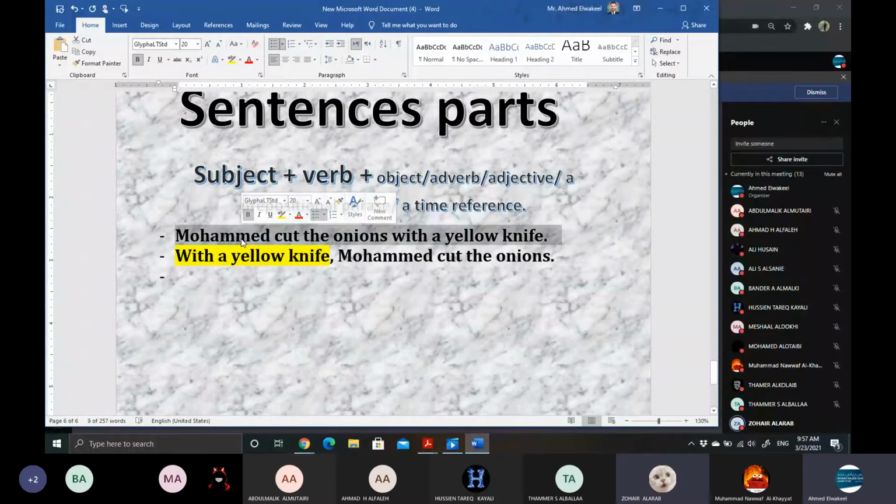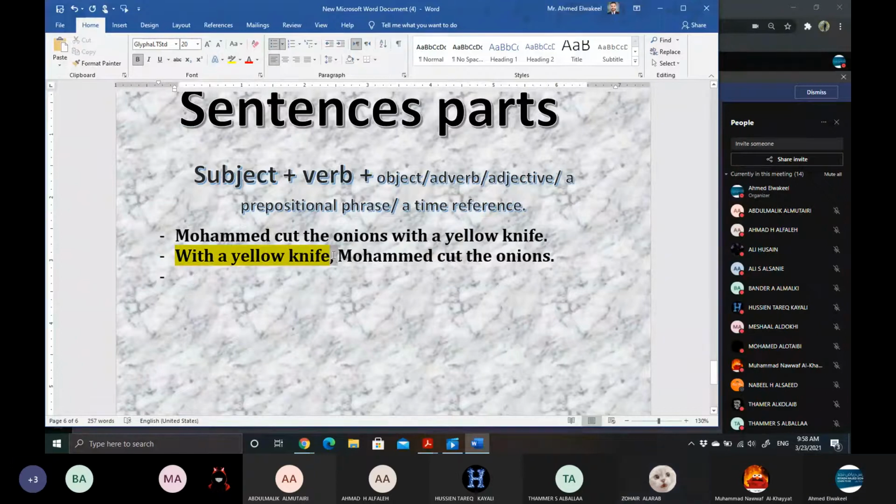Listen to the sentences. Muhammad cut the onions with the yellow knife, and with the yellow knife, Muhammad cut the onions. So in the first one, I was adding the emphasis to our subject, but here I'm adding the emphasis to what? To the prepositional phrase. That's why we started with it. So once you alter the beginning of your sentence, whether the object, the prepositional phrase, the adverb, whatever you are starting with, you are adding the emphasis to that part.